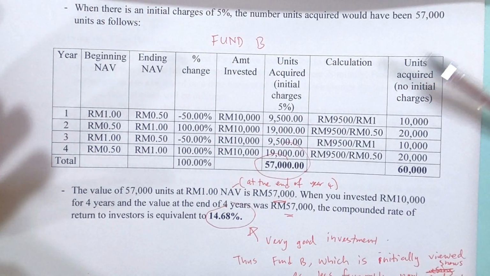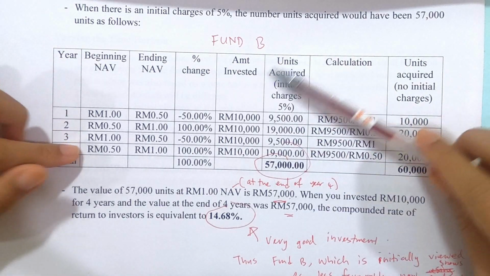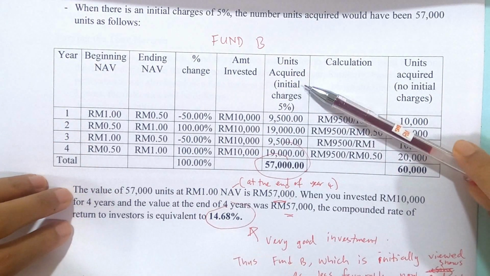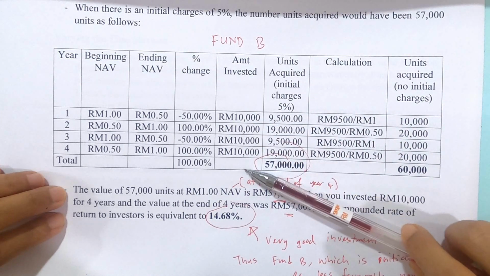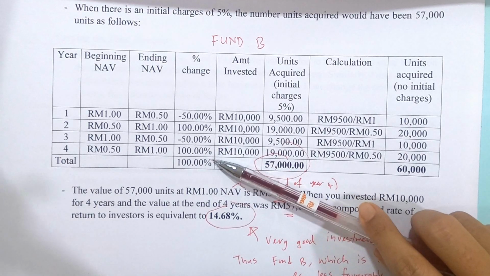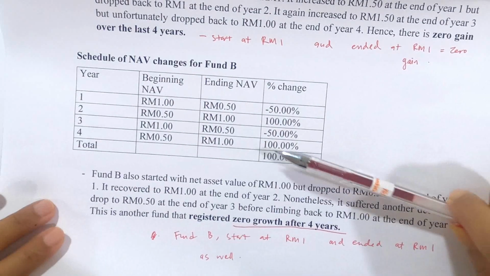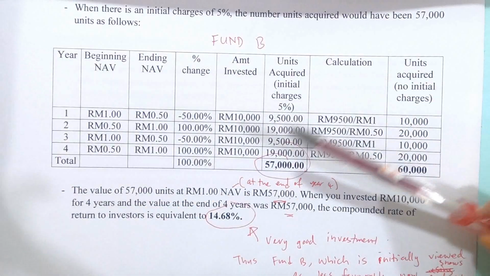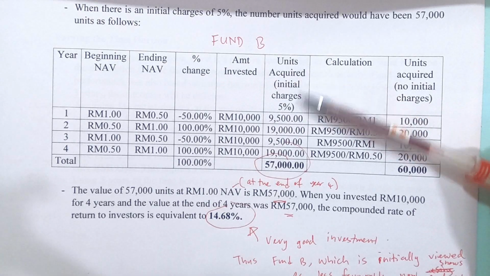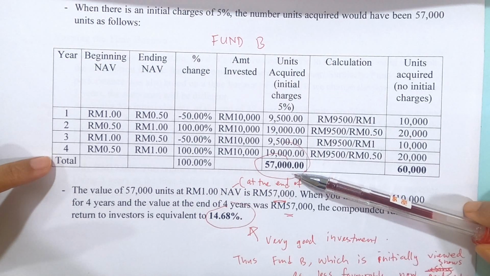Now we use the similar situation for Fund B. We calculate the information about the units acquired. If there is an initial charge of 5% for Fund B, the amount invested and all of this information are similar to the information that we discussed before for Fund B. If you look at the example that I've already shown you before, with the beginning net asset value of Fund B, now you can see that the units acquired for Fund B are actually very high.